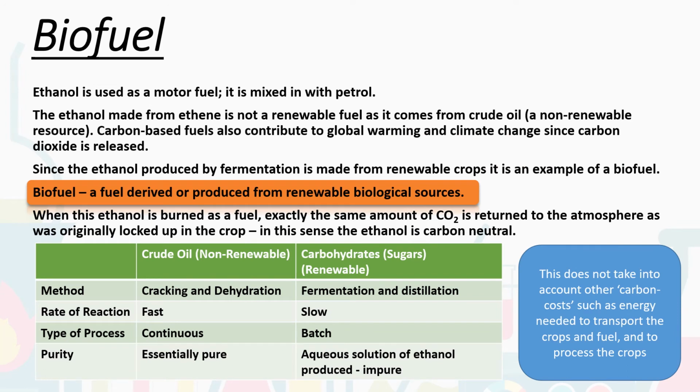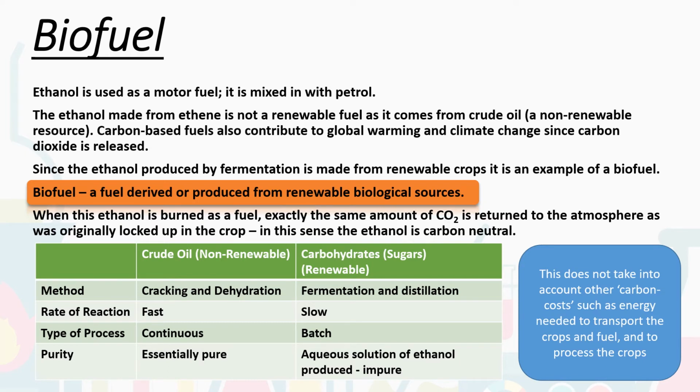Now, ethanol, the use for it is to be used as a motor fuel. It's quite often mixed in with petrol. But the problem is that the ethanol that is made from ethene is not a renewable resource because the ethene comes from crude oil, which is a non-renewable resource. Another thing is that carbon-based fuels are contributing to global warming and climate change, since the burning of the carbon-based fuels produces carbon dioxide, a greenhouse gas. However, since the ethanol produced by fermentation is made from renewable crops, this is a renewable resource. This is an example of something that we call a biofuel. So a biofuel is a fuel that is derived or produced from renewable biological sources.